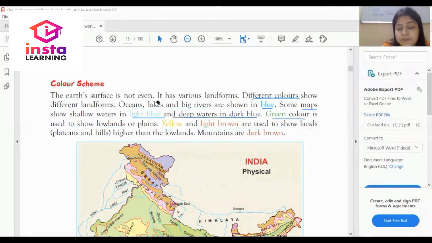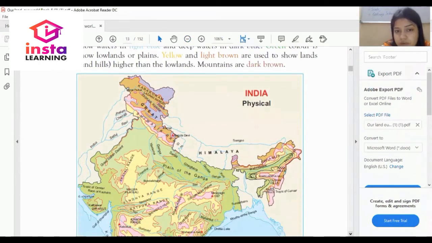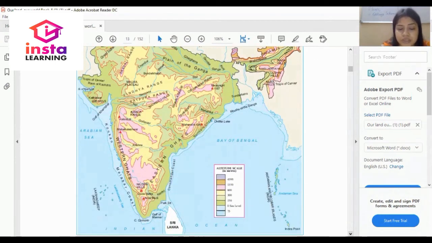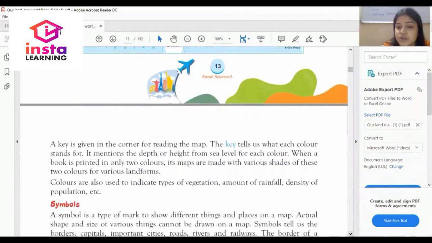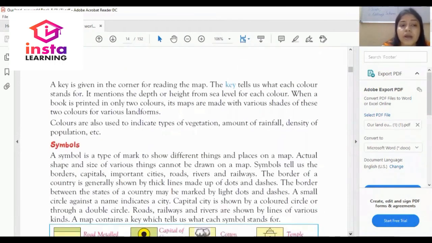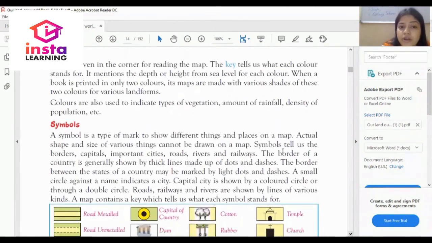So dear student, let's move ahead. This is the map of India. Look, water bodies are in blue color. Mountains are in brown color. So this is the representation of things in a map. A key is given in corner for reading map. The key tells us what each color stands for. It mentions the depth or height from sea level for each color.